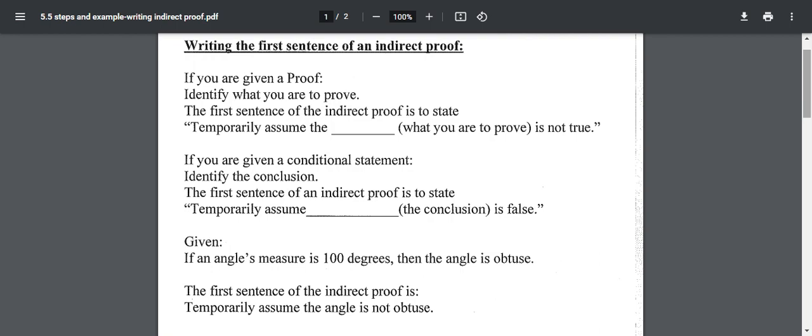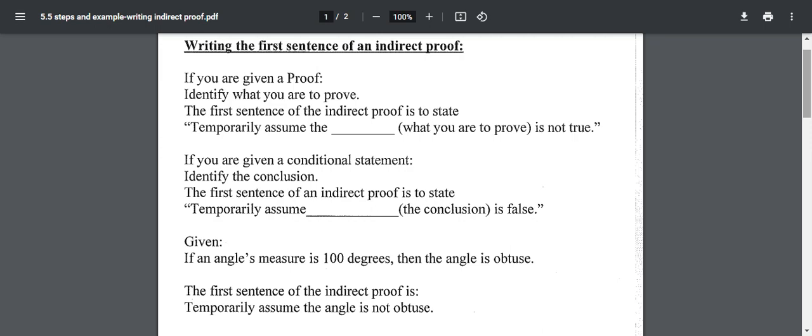So I'm going to talk about how to write that first sentence and then some general steps to follow, a kind of skeleton of a proof where you would then be able to fill in and work things out so that you can perform an indirect proof on your own. So, as always, we want to start with the givens and use that information to write our first sentence of the indirect proof.